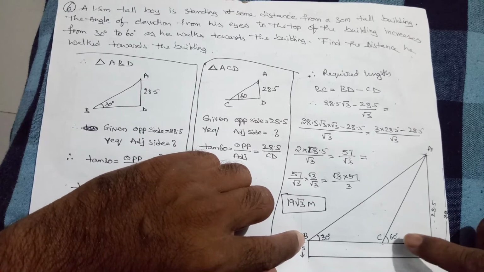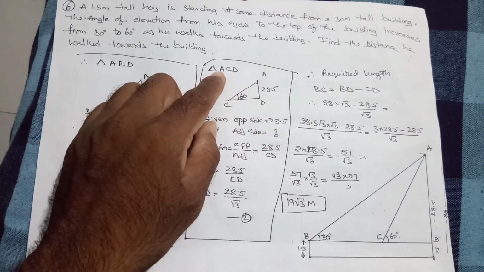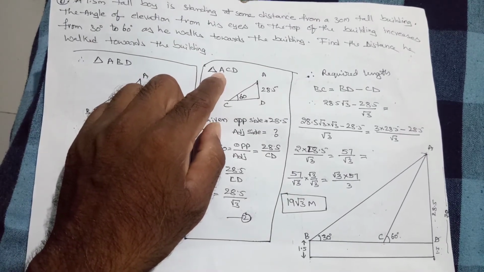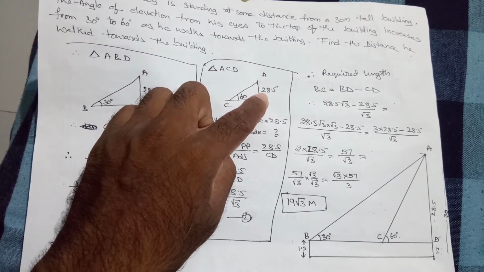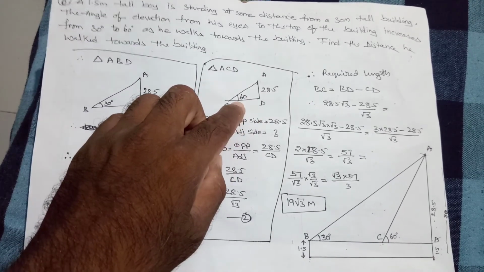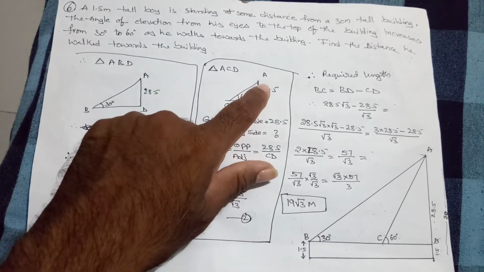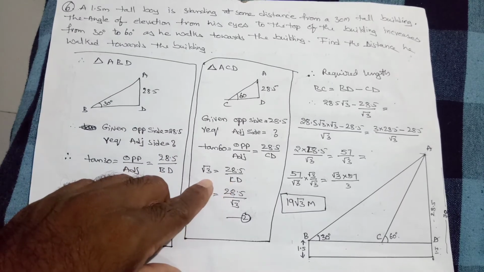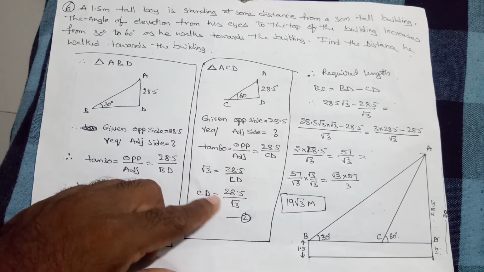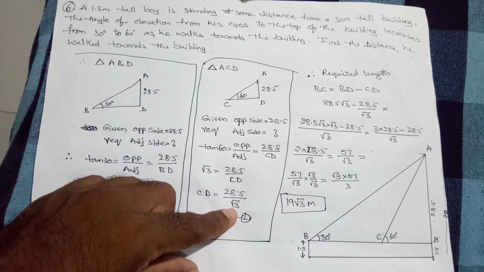Now we are going to find this one, CD. Now triangle ACD. Now the height 28.5, angle 60 degrees. Same way, tan 60 is equal to opposite side by adjacent side of theta. Now here root 3 is the tan 60 value. CD is equal to 28.5 by root 3. This is equation 2.